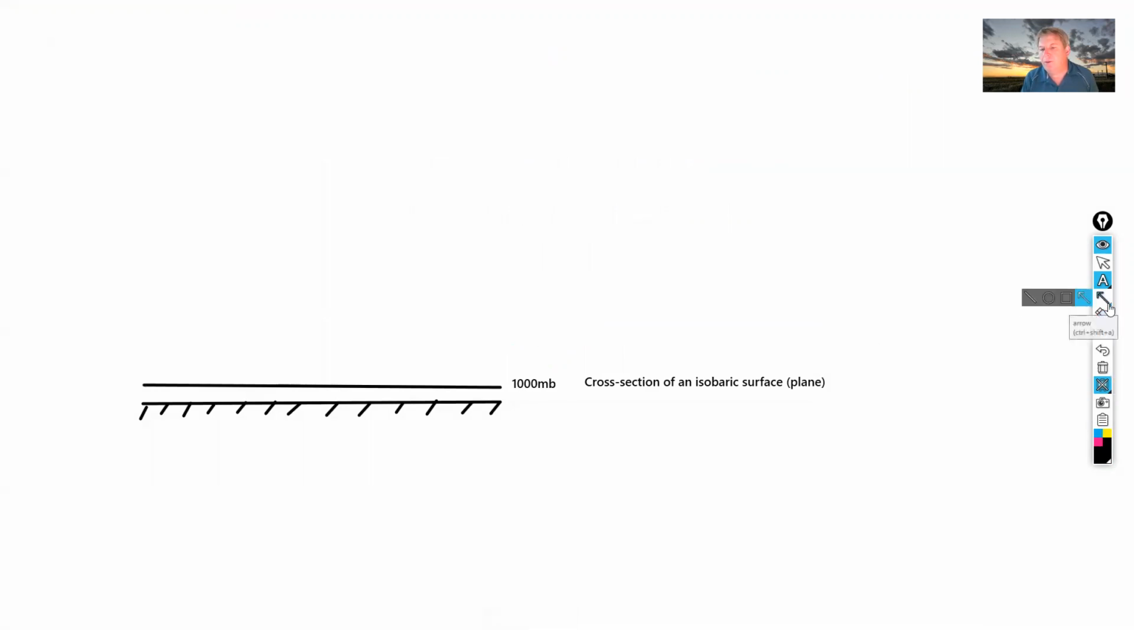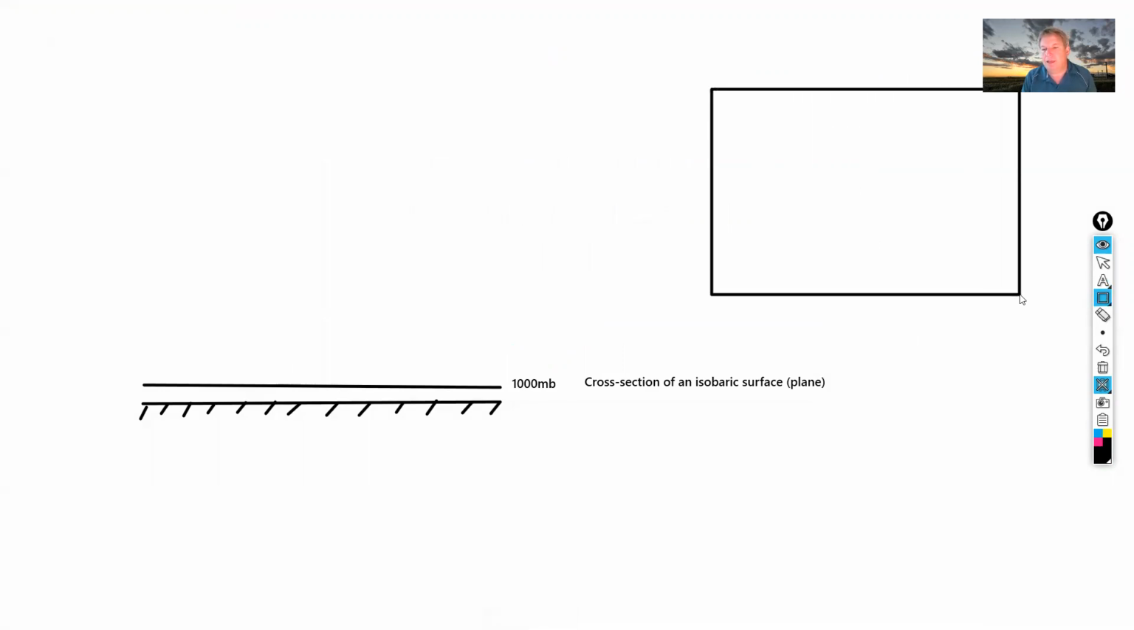Okay, so what do I mean by that? When I have a map view, so here's a map view, and in this map view, this is north. When I draw a line on this map, and I call that line 1,000 millibars, do you agree that we're saying that's an isobar? On one side of the line is less than 1,000 millibars of pressure, and on the other side it's more than 1,000 millibars of pressure. Now remember, air pressure is defined as the weight of the air above you.